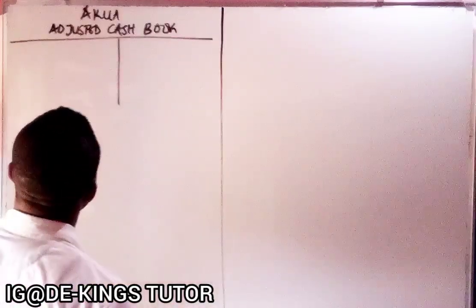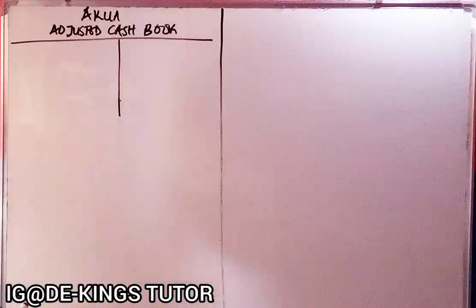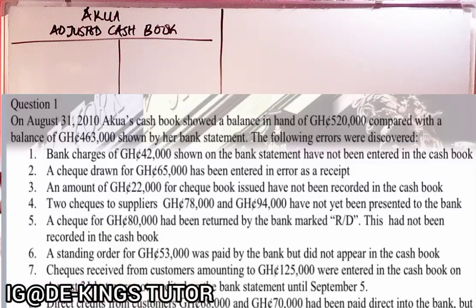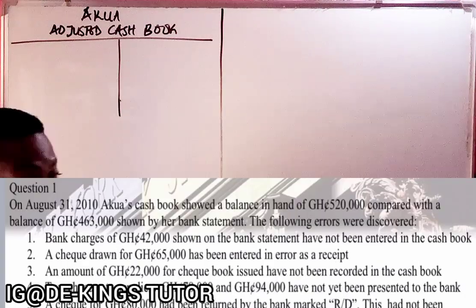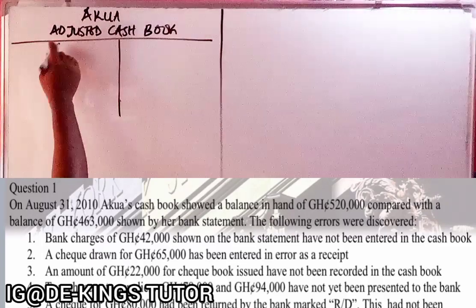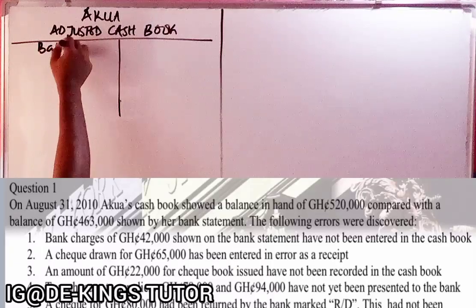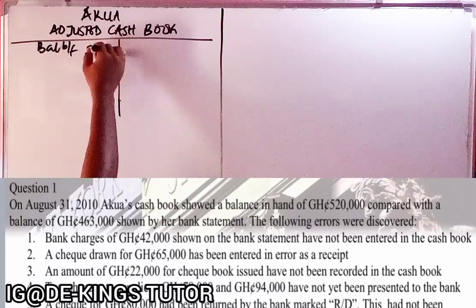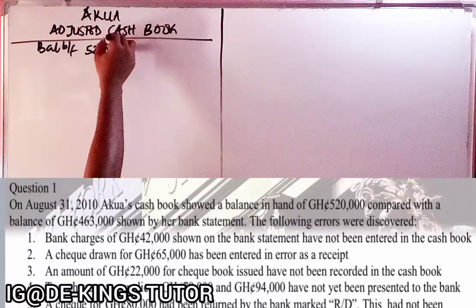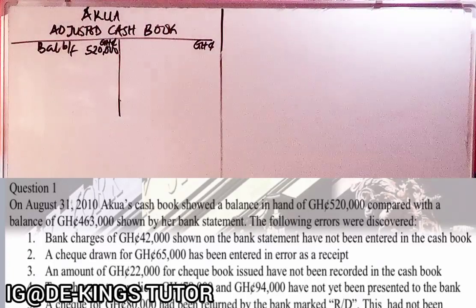From this, the first item said Aqua's cash book showed a balance in hand of 520,000 Ghana cedis. It means the balance brought forward, so it will be debited. Cash is an asset, so it has a debit balance. So we have balance brought forward, 520,000. That's the balance that was brought forward.